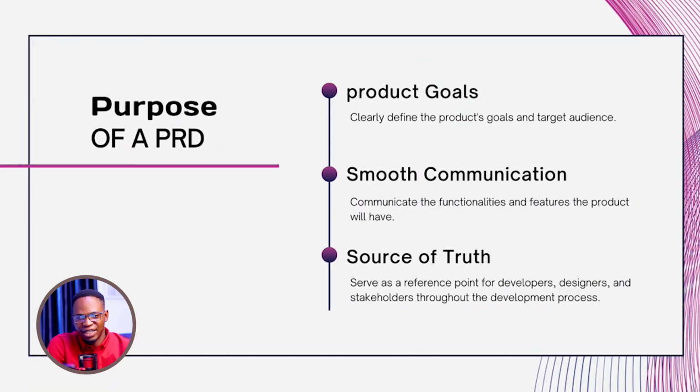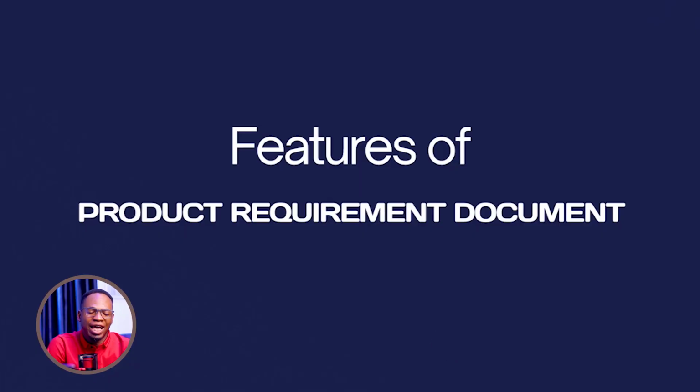Let's know the purpose first before we get into this. The product goals. So you can see the product goal clearly defined inside the product requirement document. It helps us with smooth communication within the team. Like I've mentioned, that it's a source of truth, and it serves as a reference point for developers, designers, and stakeholders throughout the development process. Everybody knows where to go to get the direct information on anything.